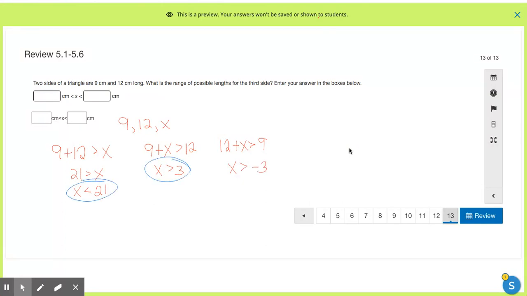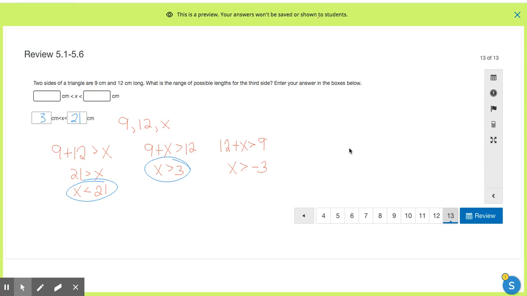Why do you always do the x is greater? Do you only do positive numbers? Why don't we ever do the negative numbers? Yeah, so the answer here is going to be 3 and 21. The reason for that is you have to be below 21. You also have to meet all three of these criteria. If you're above 3, you're definitely above negative 3. So this basically takes care of this. It's just more strict than this one.